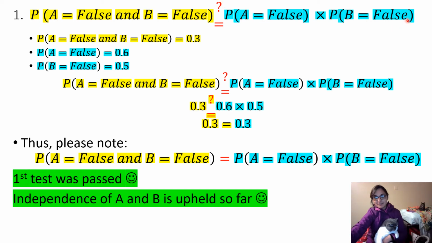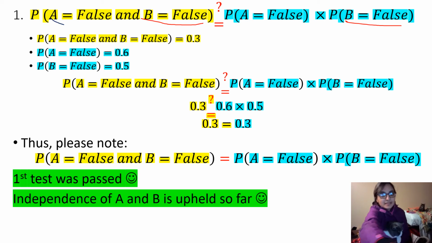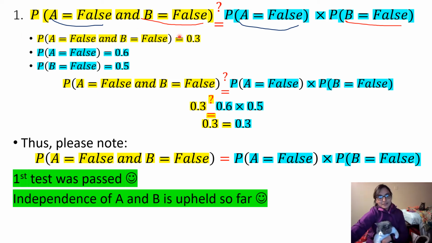is false multiplied by the probability B is false? So that is, according to the rule, this is B is false, this is B is false here, this is A is false here, and then this is A is false. So we use the formula sheet that we had created, and from that, we find that the probability A is false and B is false is 30%. And the probability A is false is 60%, and the probability B is false is 50%.